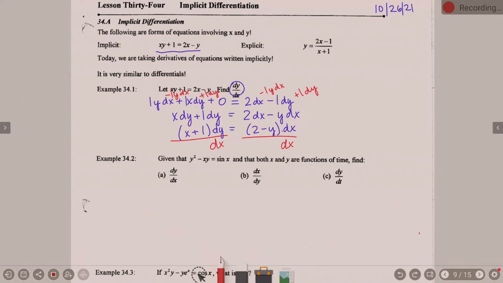Now, on the left, notice I've got dy dx, but I also have an x plus 1 hanging around. How do I move the x plus 1 to the other side? We're going to divide by x plus 1. If I divide the left by x plus 1, we divide the right by x plus 1. Does that make sense? I'm doing that all in one step. So the x plus 1's cancel, the dx is canceled, and I end up with dy dx equals 2 minus y over x plus 1.